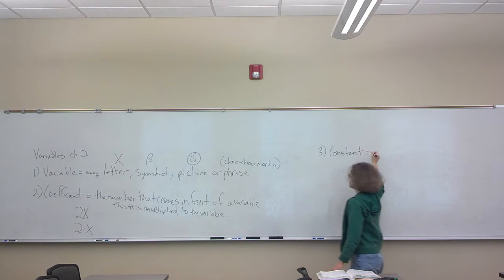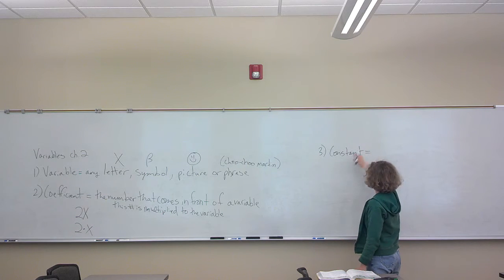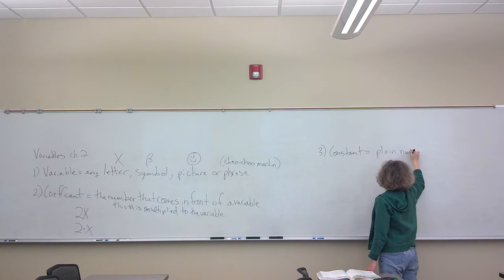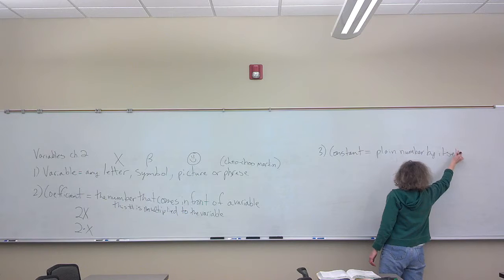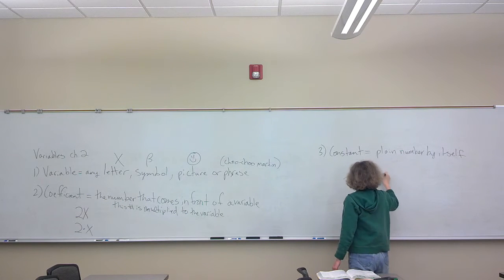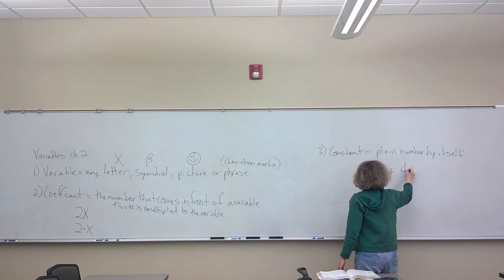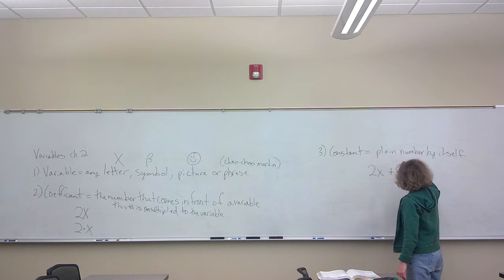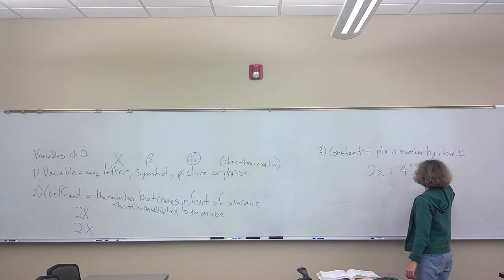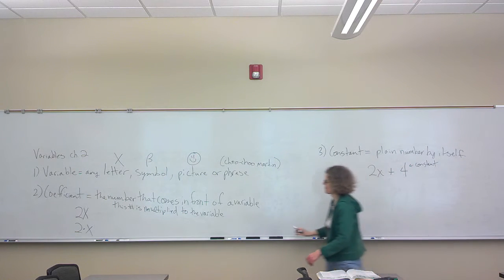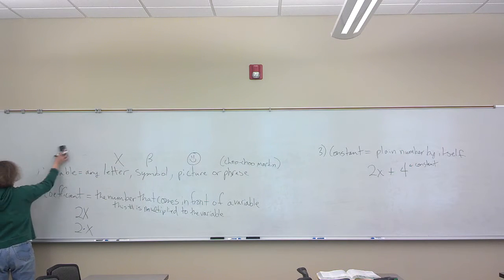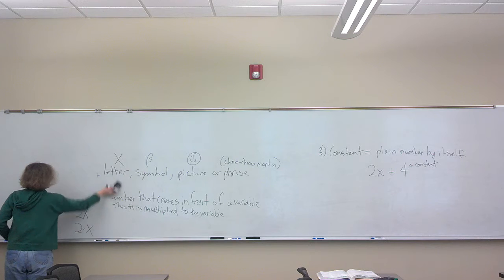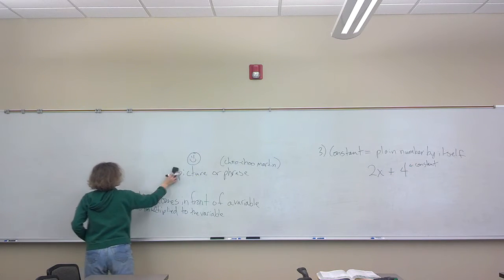There's only one thing more to talk about in this section, and that is the constant. And this is a plain number by itself. So if we have our 2x and we add 4 to it, the 4 is a constant. So let's take a little variable expression and see if we can identify the parts of it.